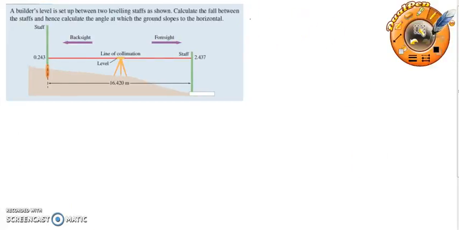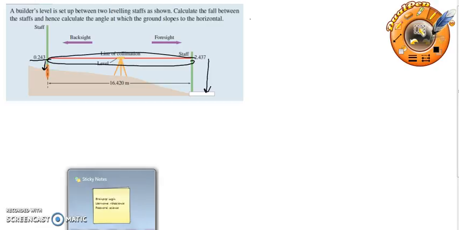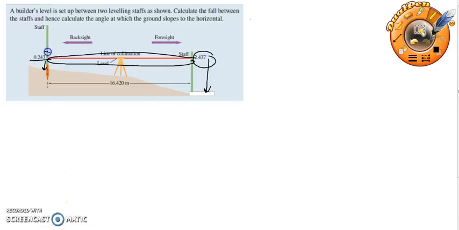Now, this one here is something called fall. Now, calculating fall is really, really easy. Fall simply means how far down did it go. So when I look at this, here's this red line running across the middle of the screen. Now, what this is saying is that 0.243 means from the red line to the dirt. And that 2.437 means from the red line to the dirt. So if I want to know how far this fall has been, I do this number, take this number.